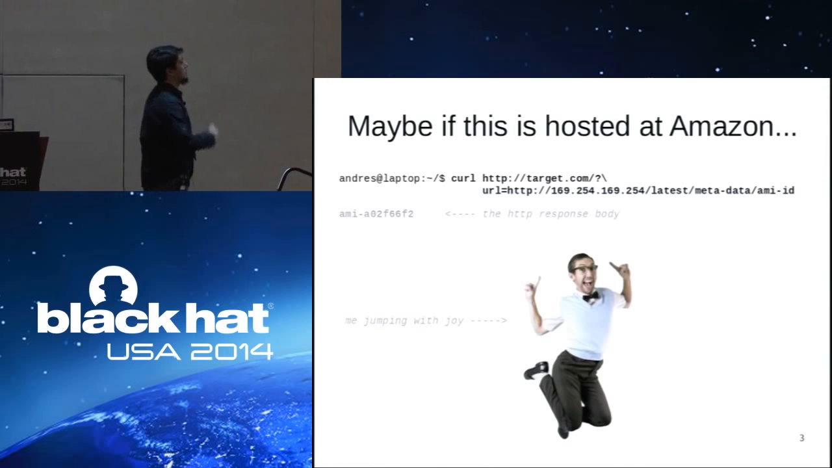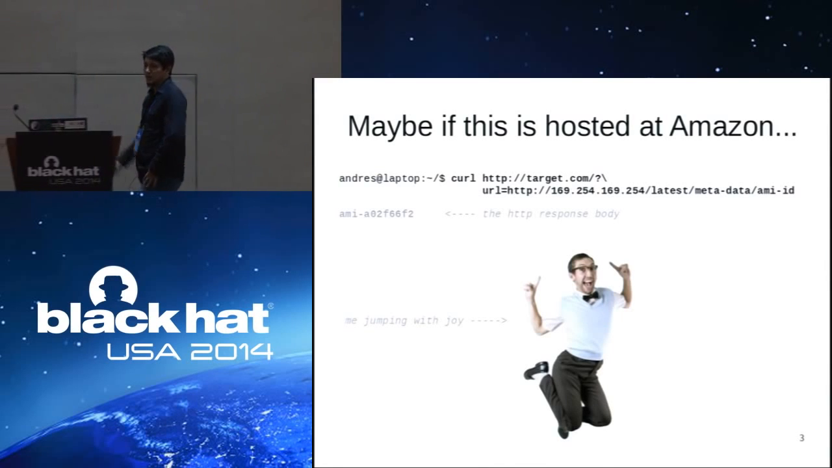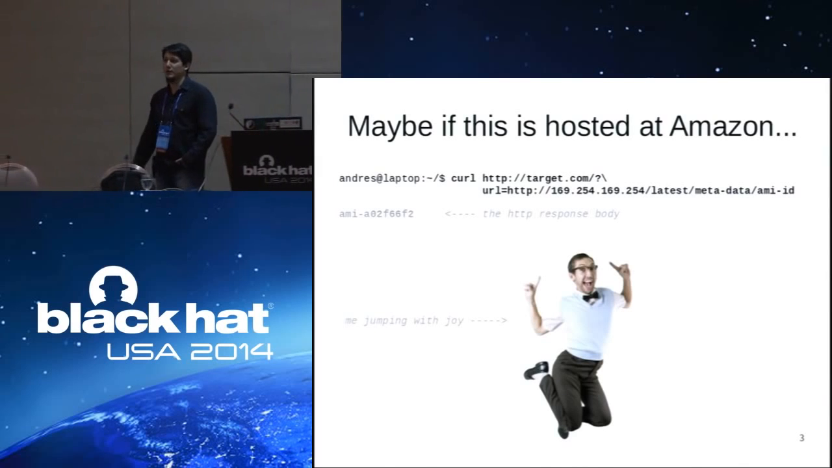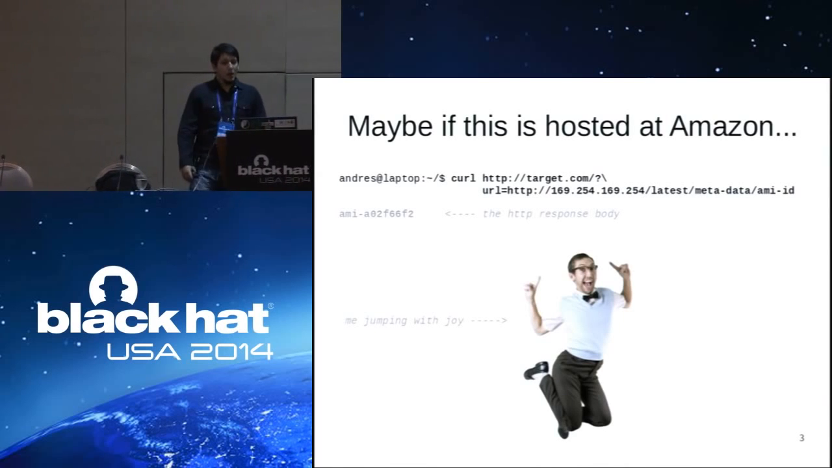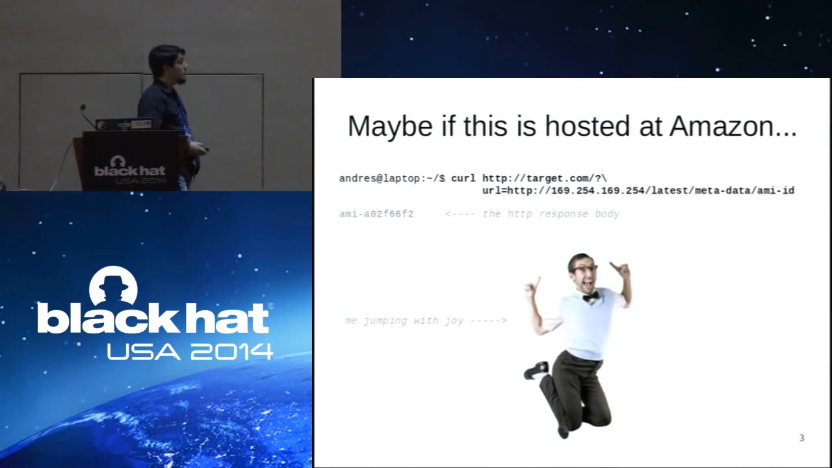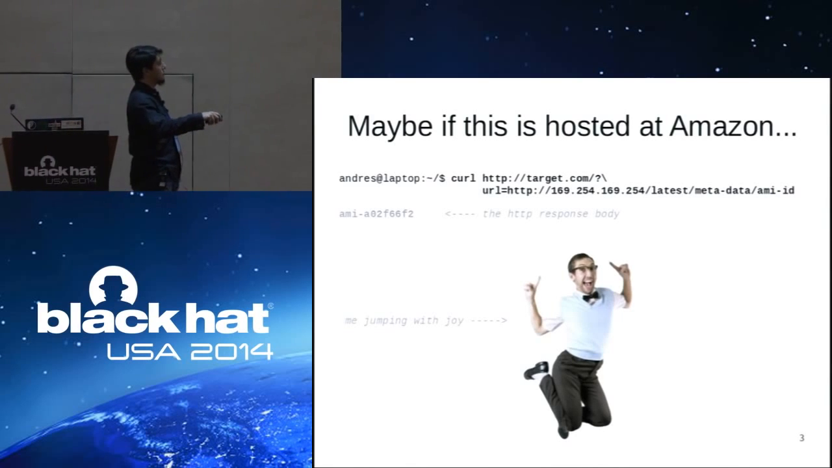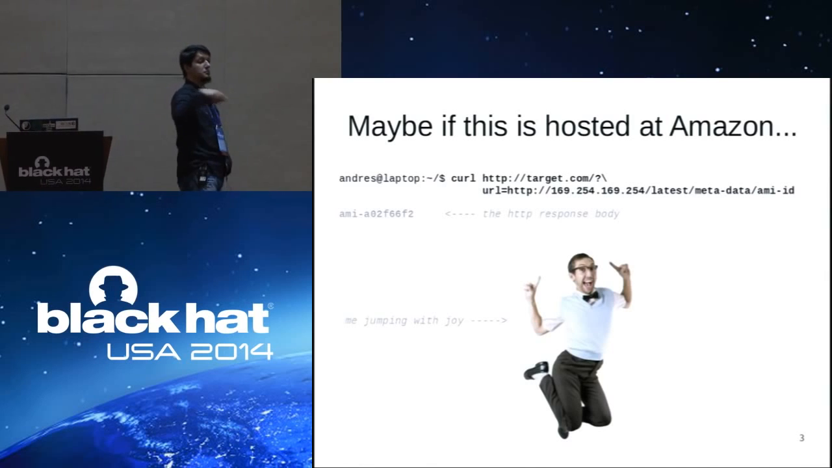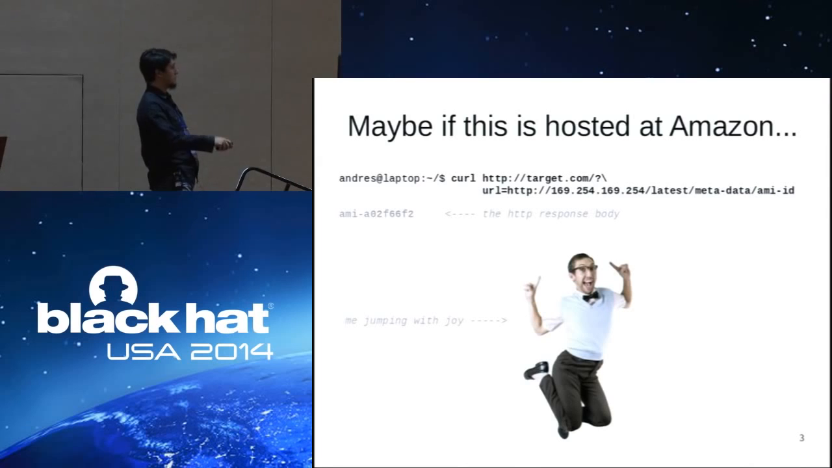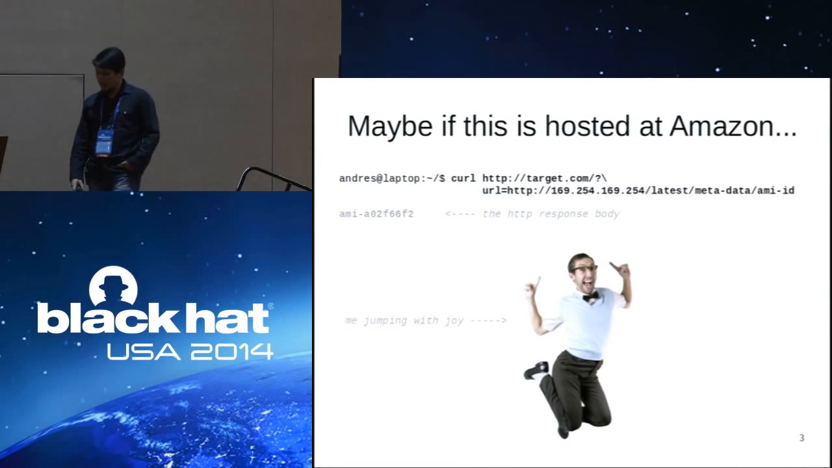So I tried something. I replaced the URL parameter that you see there with that strange URL, the one that starts with 169.254. And in the response, I got that little piece of information: AMI something, something, something. And I was really, really happy.